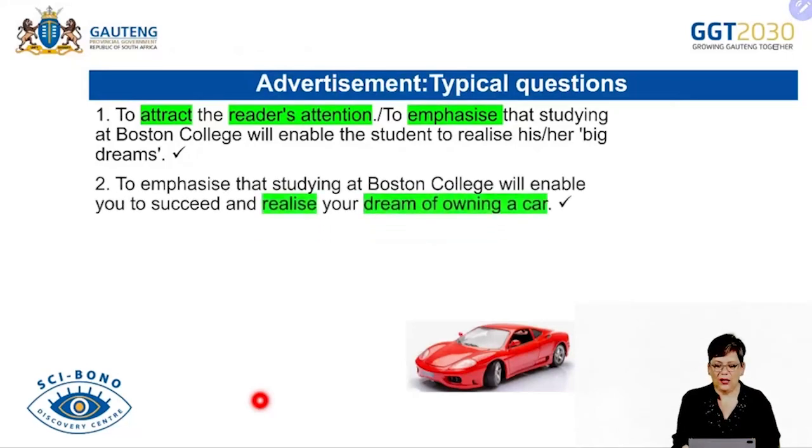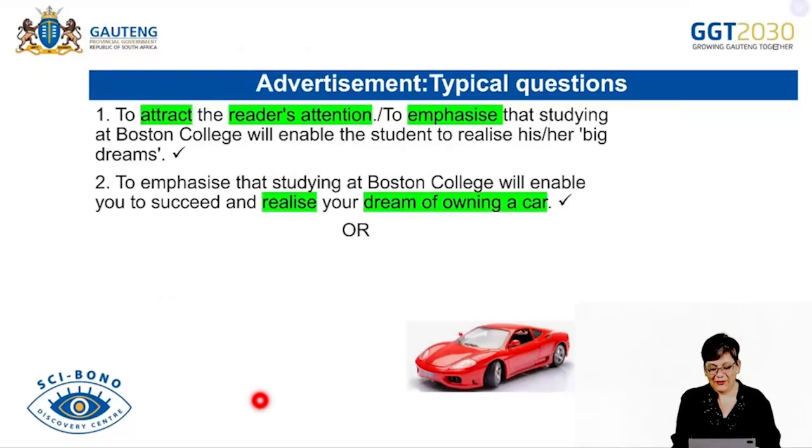Now, the second one is, why did they include the visual of a car keys? Now, the idea is, again, to emphasize that if you study at Boston, they will realize your dreams of owning a car or owning a very specific car. Now, it doesn't matter which car you like. It's a fact that you will be able to have your own car one day. And that might be a big dream for a lot of people.